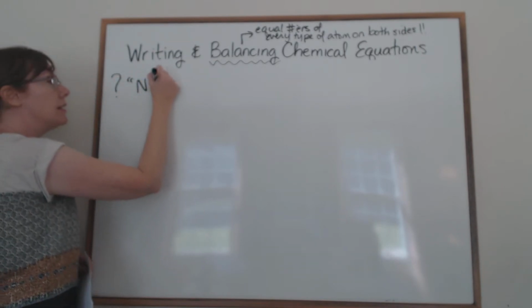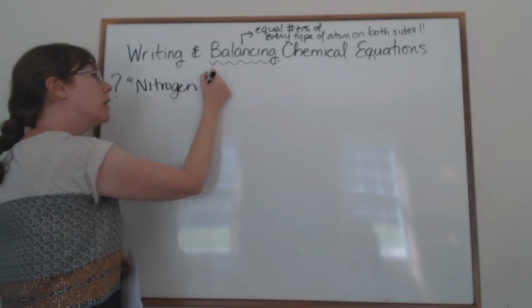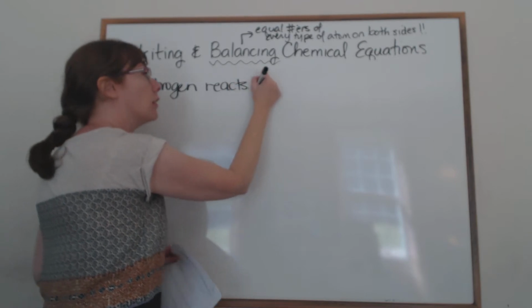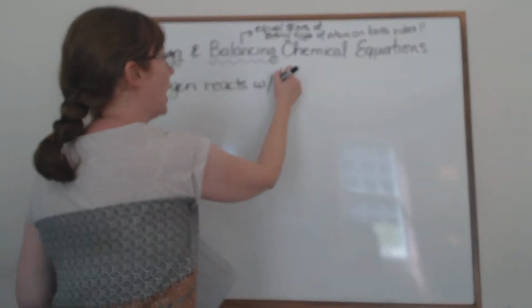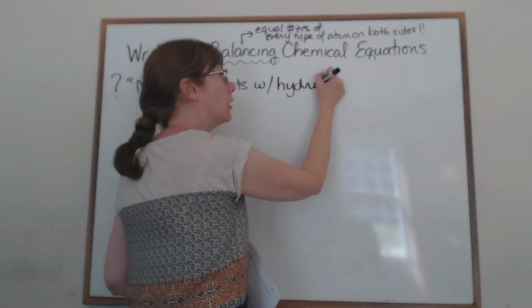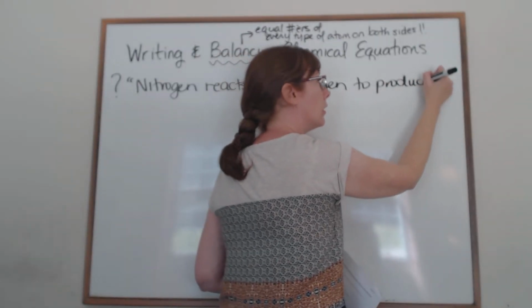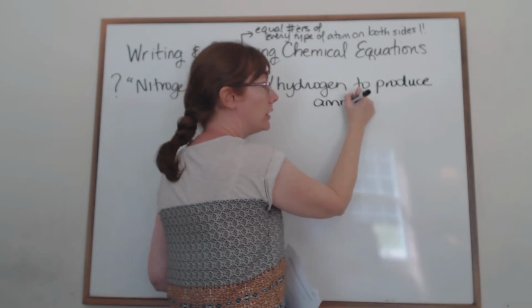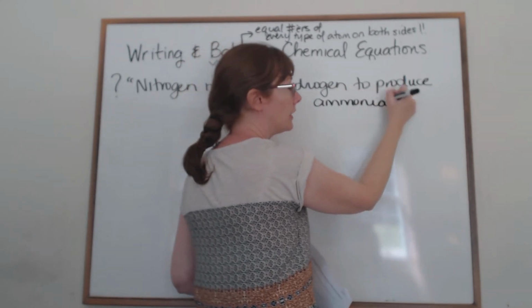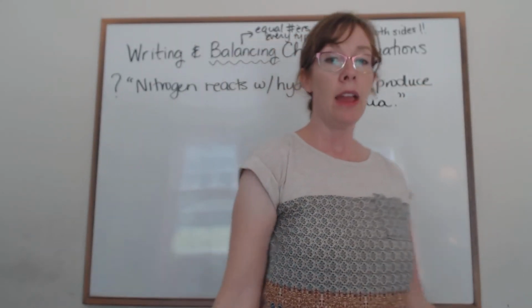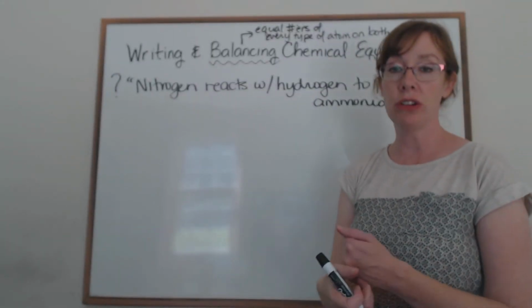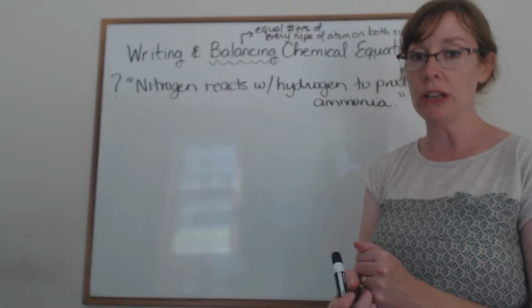If someone says nitrogen reacts with hydrogen to produce ammonia. Notice the difference. Now they're giving you a sentence, words, but you still would be required to turn that into a balanced chemical equation.